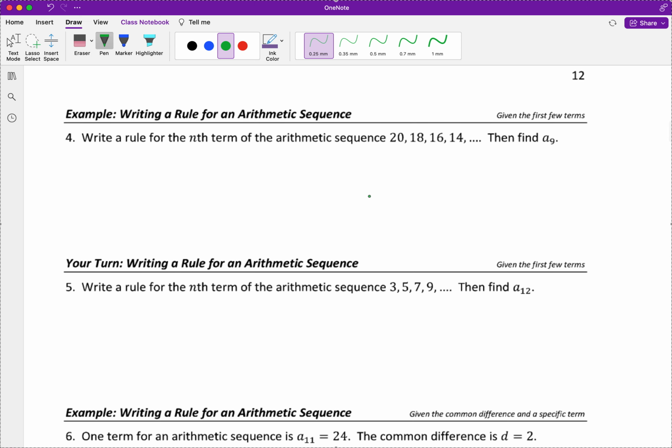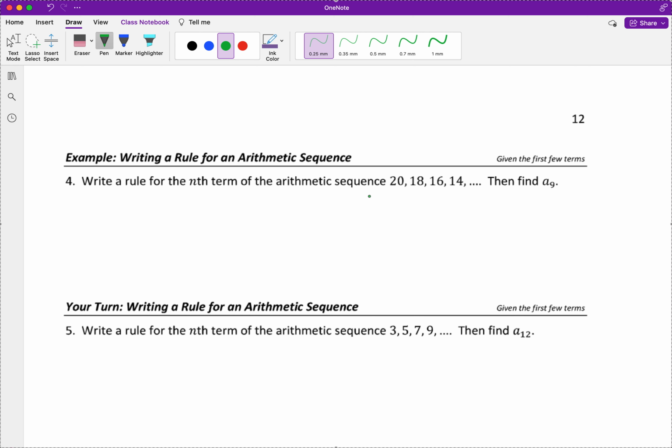Alrighty, so now we're just going to do some examples where we practice writing the rule for things. So here, it says write the rule for the nth term, so that just means we're going to have an equals something, for this arithmetic sequence that goes 20, 18, 16, 14. And they specifically tell us it's arithmetic, so we know for a fact that it is. So we don't have to try to figure it out. We know that it is.